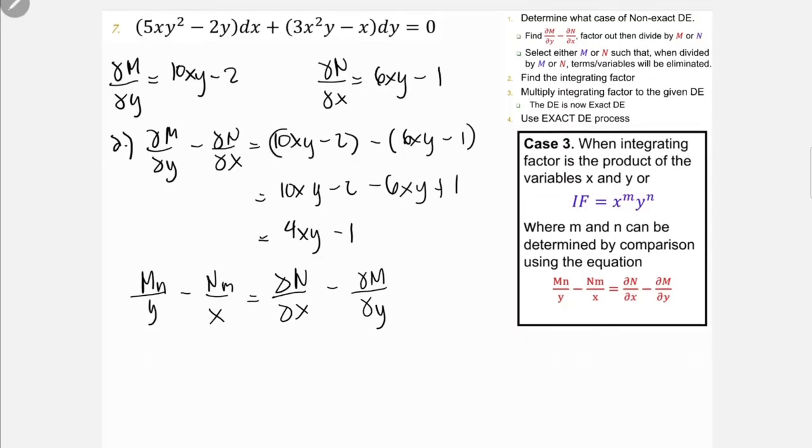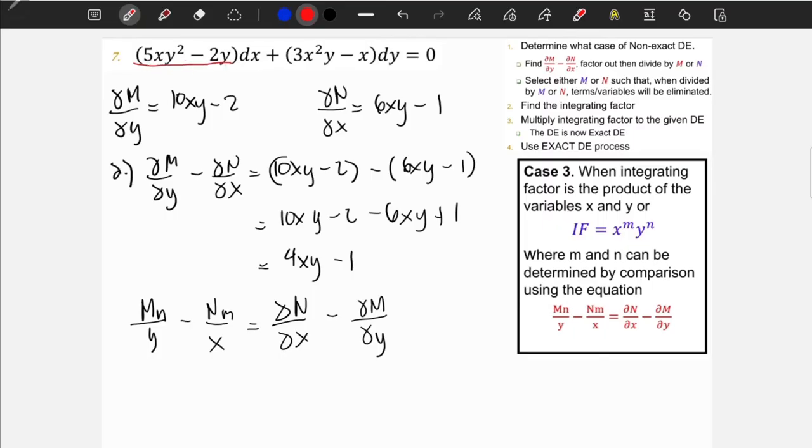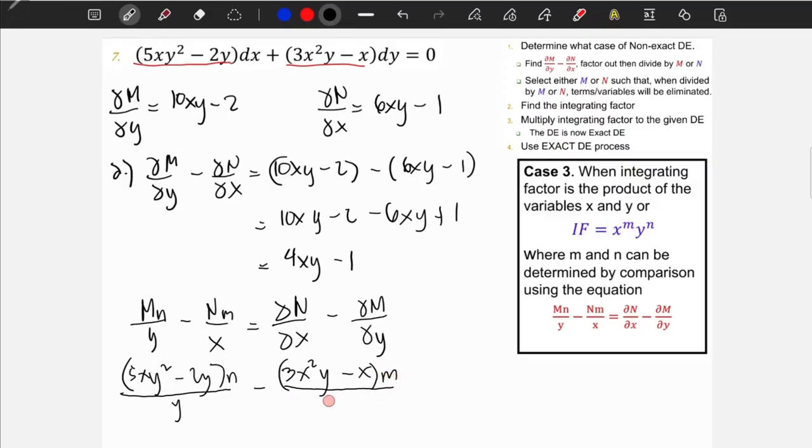So what is our m? Our m is this one, 5xy squared minus 2y, times n all over y, minus our n is this one, 3x squared y minus x, times m all over x equals partial derivative of n with respect to x is 6xy minus 1, minus partial derivative of m with respect to y is 10xy minus 2.